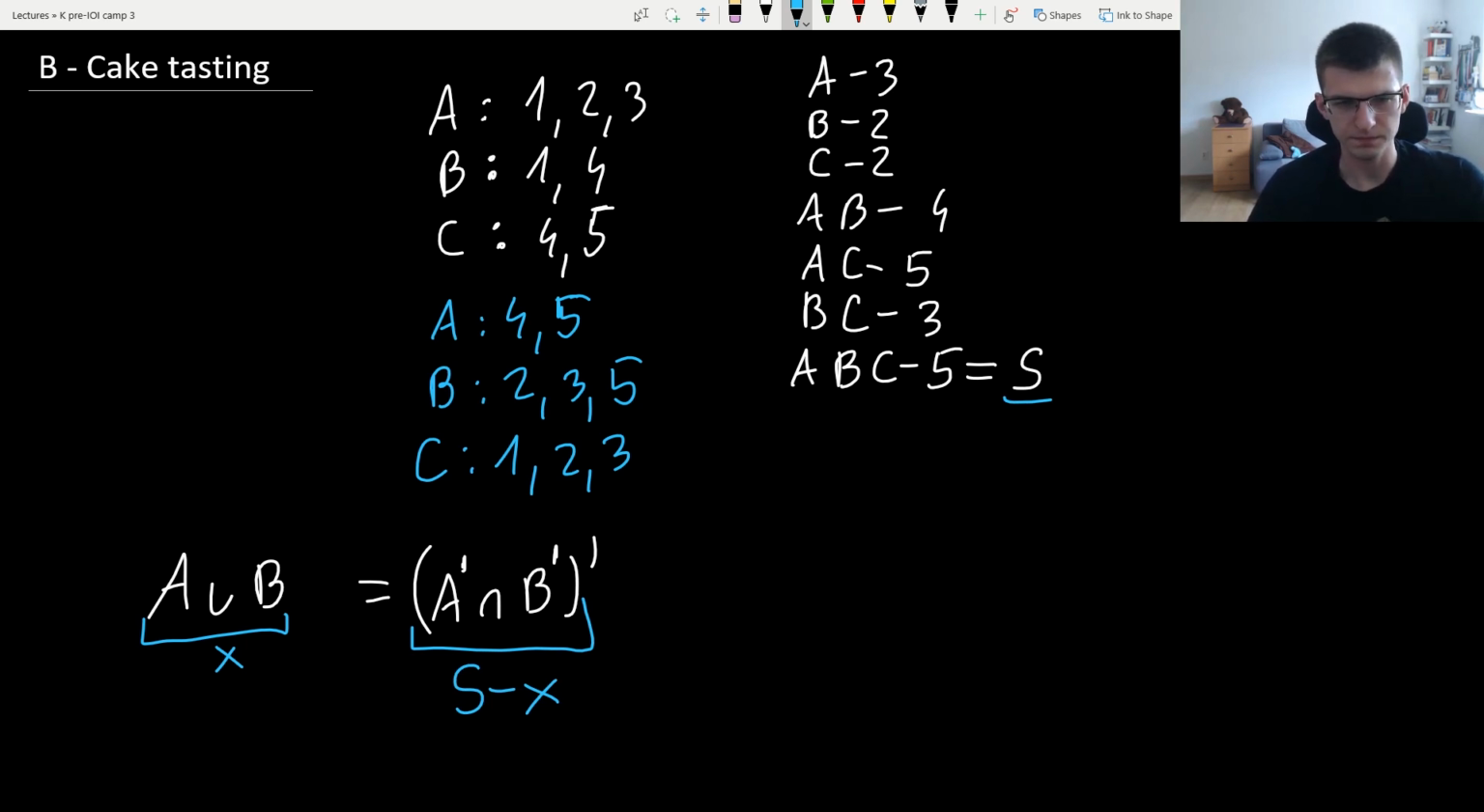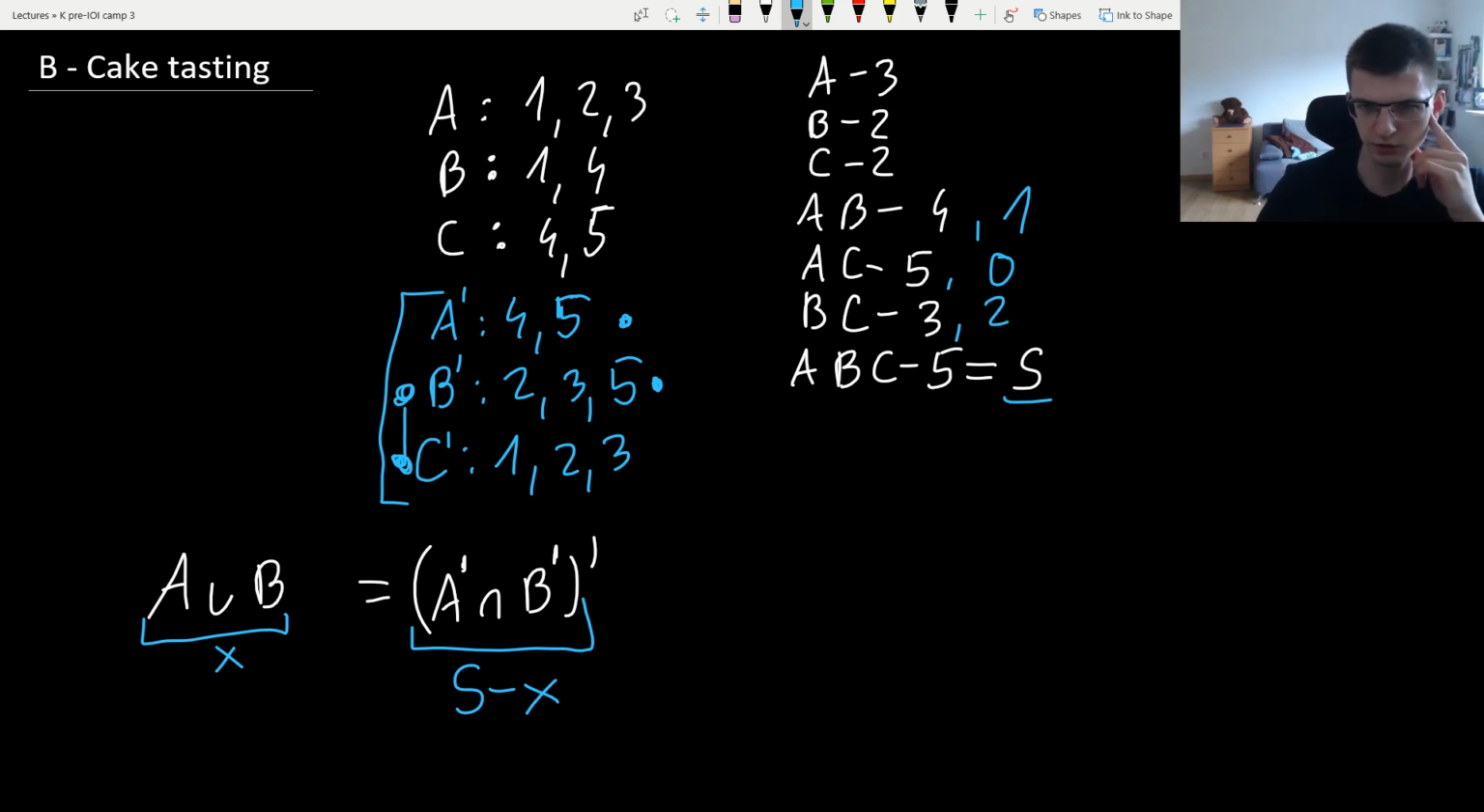And this means the sizes of the intersections of those complements, this is A prime, B prime, C prime, will be opposite to the sizes of sums. Here the intersection of A prime and B prime is 1. There is only element 5. Here the opposite is 1. The intersection of A and C should be 0. The intersection of B and C prime is 2 and 3. There are 2 elements.